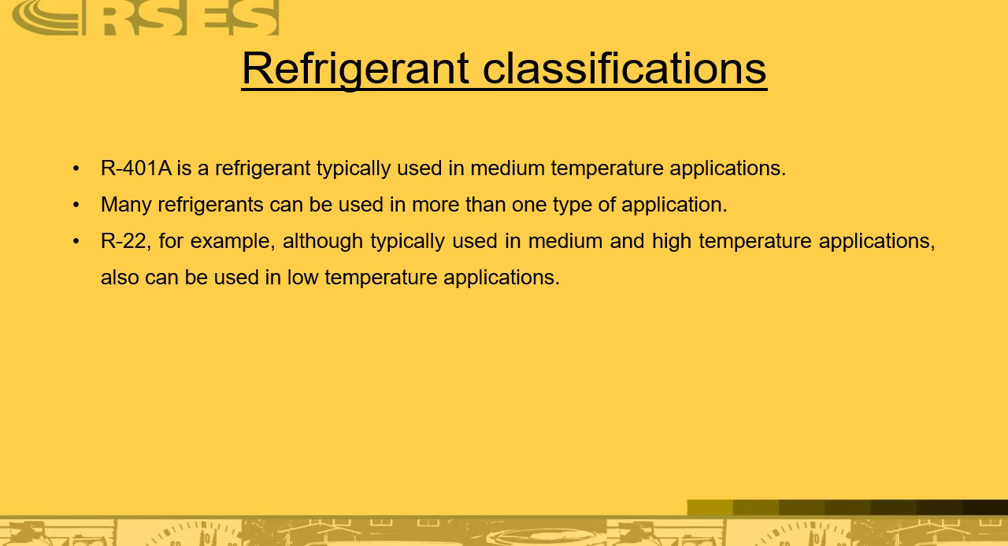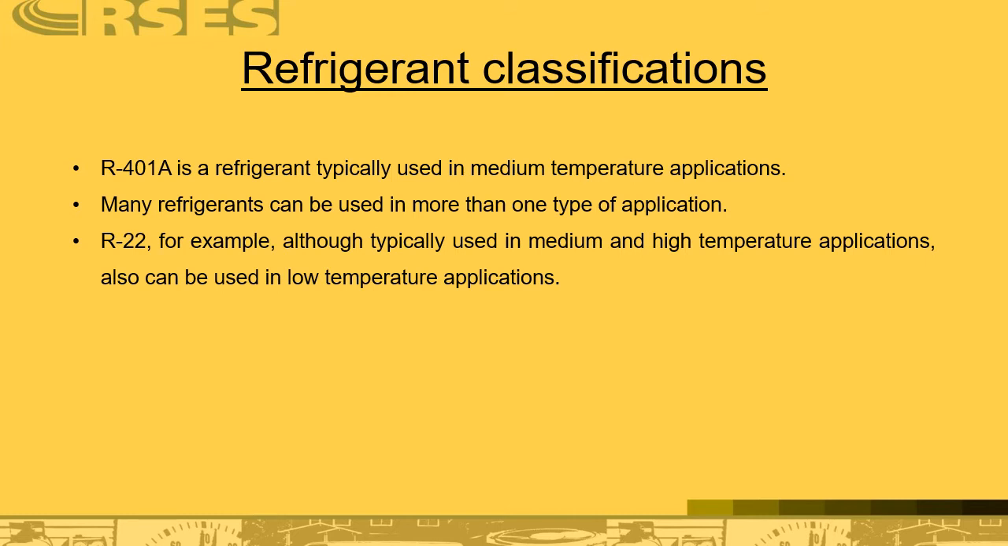Refrigerant classifications. R401A is a refrigerant typically used in medium temperature applications. I would dispute that in new applications currently in use. Many refrigerants can be used in more than one type of application. R22, as an example, is typically used in medium to high temperature applications, but can also be used in low temperature applications. I personally don't like R22 in low temperature applications because of the higher pressures, temperatures, and problems with oil carryover. I've worked on systems containing R22 in low temperature, and I will tell you this from years of experience, it's a pain. It's a royal pain.